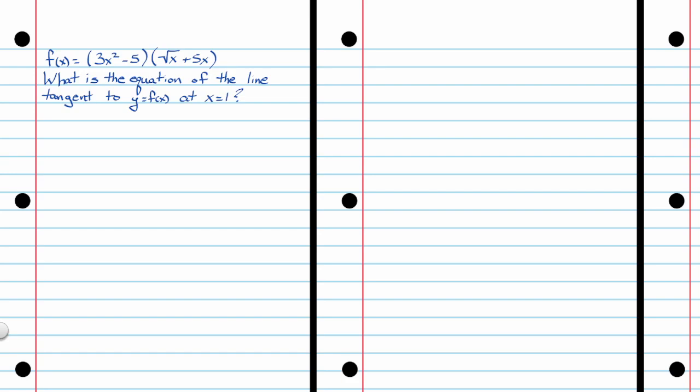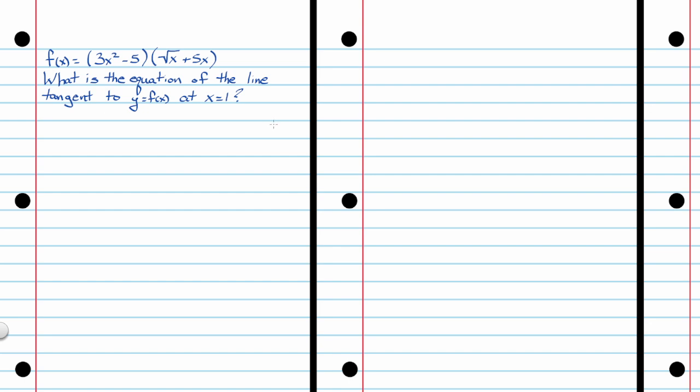All right, in this video we'll take a look at this problem. We are given function f, which is equivalent to the product of the quantity 3x squared minus 5 times the quantity square root x plus 5x. So what is the equation of the line tangent to y equals f of x at x equals 1?